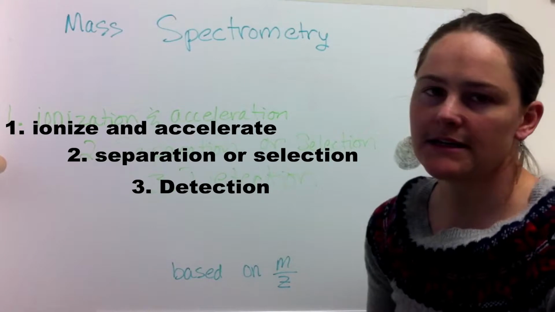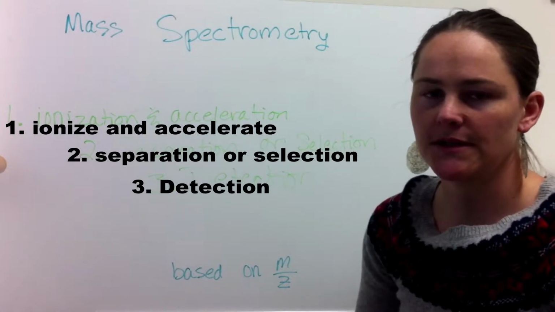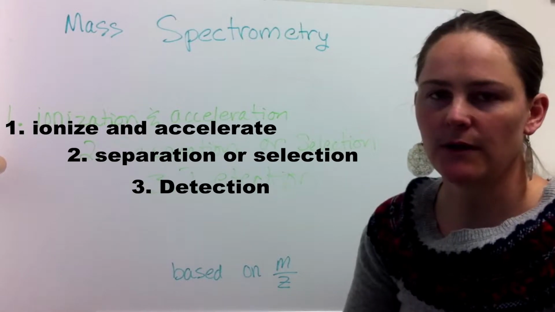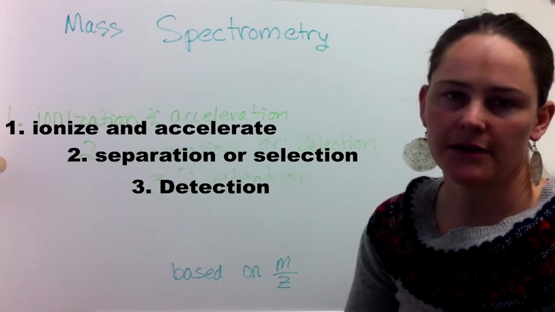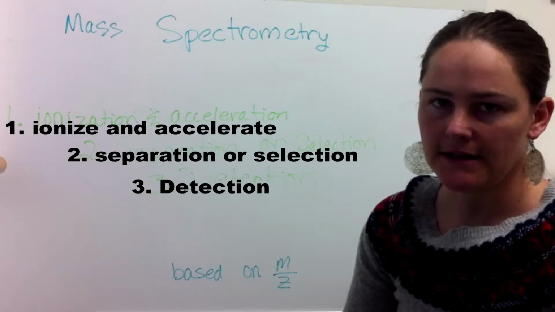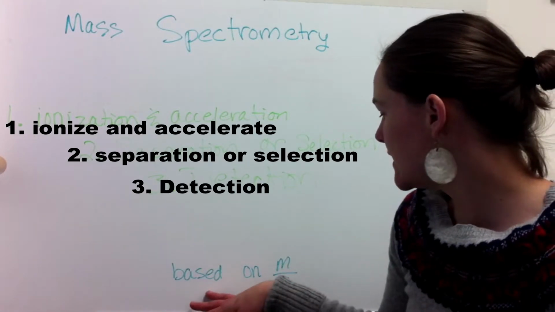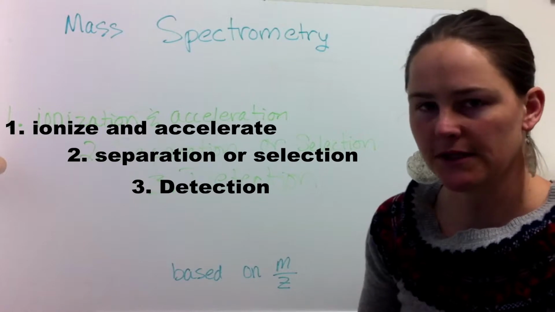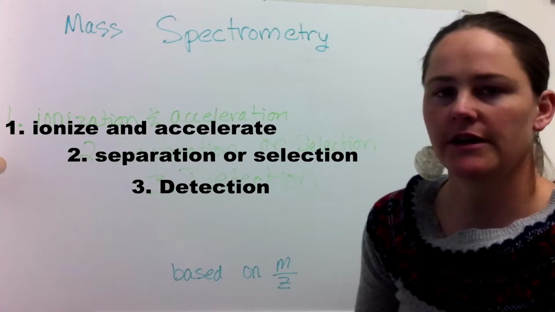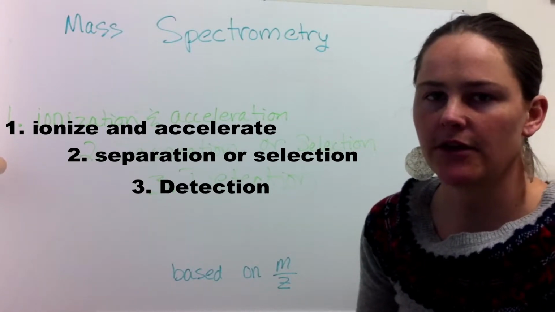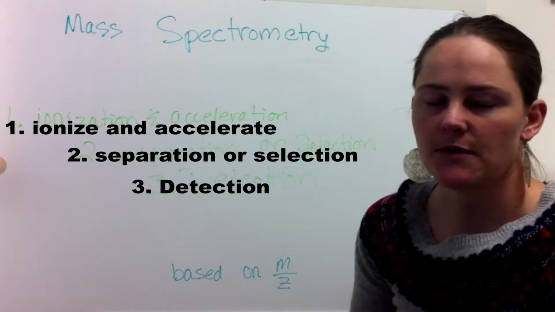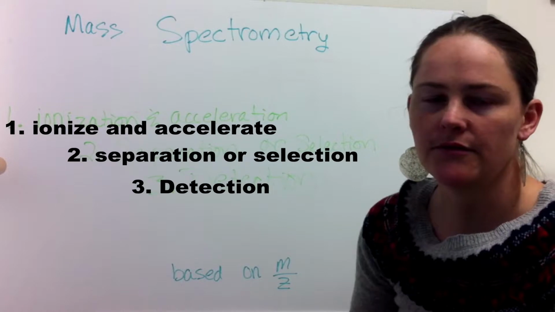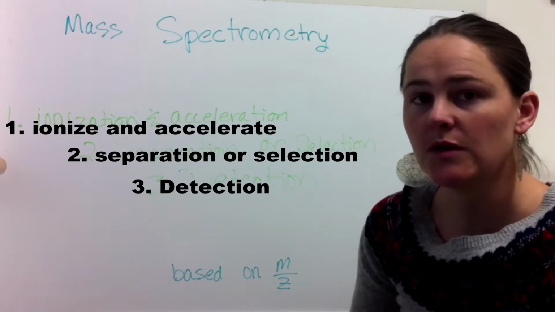And so this whole technique is based on a mass to charge ratio, and so for the most part we deal with +1 charges because we take an electron away from a molecule in order to ionize it. And so usually we're looking at just an m over +1, but you could potentially look at m over +2, and then you'd be looking for an m over 2.